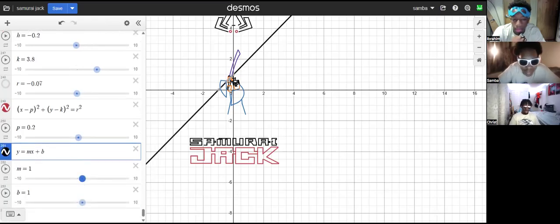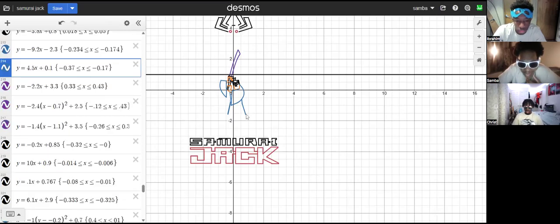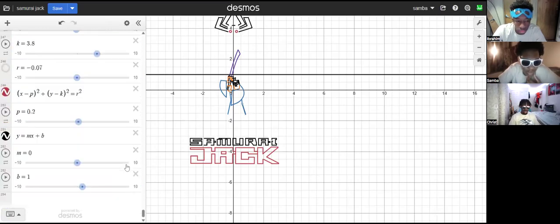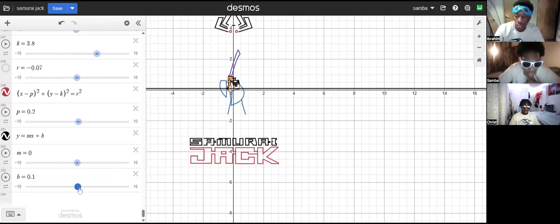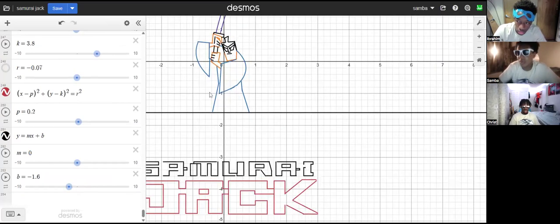Notice how this line is not accurate to where we want it on the drawing. We want to connect this point to this point. So we're going to slide m to 0. Well, it's already at 0 to create a straight line. And we're going to slide the y-intercept downwards. But what can we do? The line keeps going. What should we do?